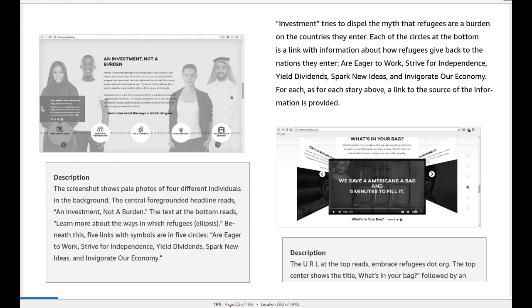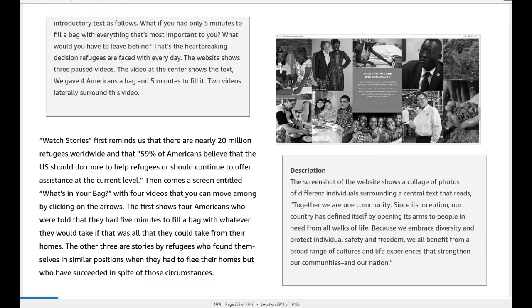The top center shows the title, "What's in Your Bag?" followed by an introductory text as follows: "What if you only had 5 minutes to fill a bag with everything that's most important to you? What would you have to leave behind?" That's the heartbreaking decision refugees are faced with every day. The website shows 3 paused videos.